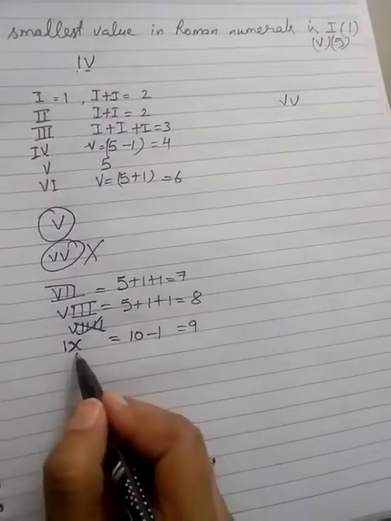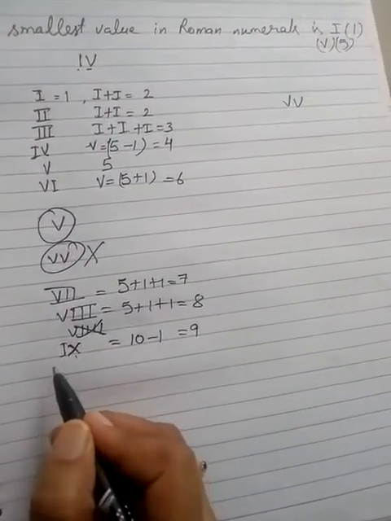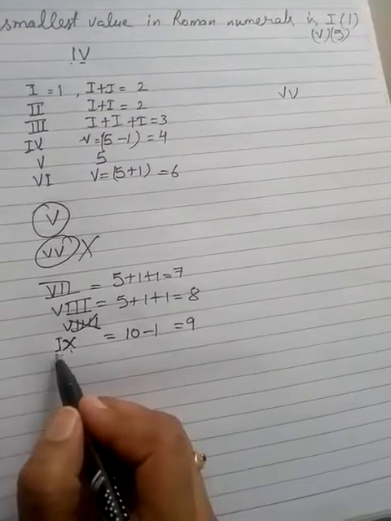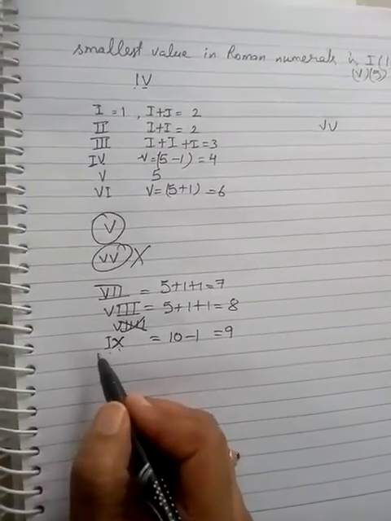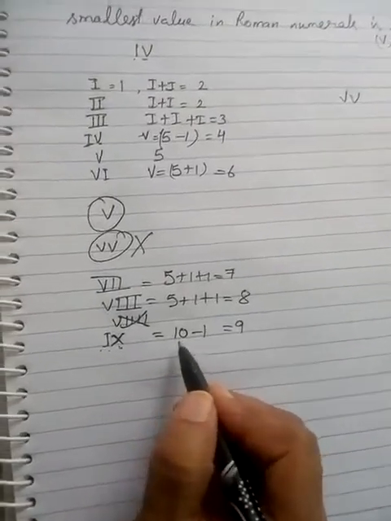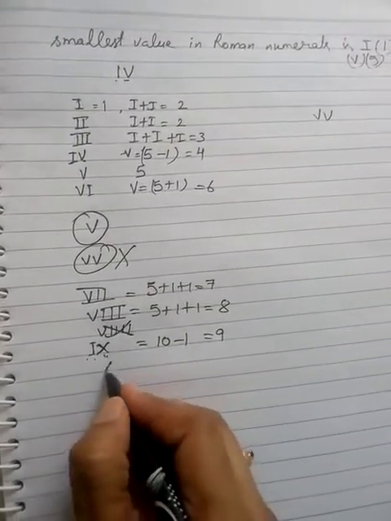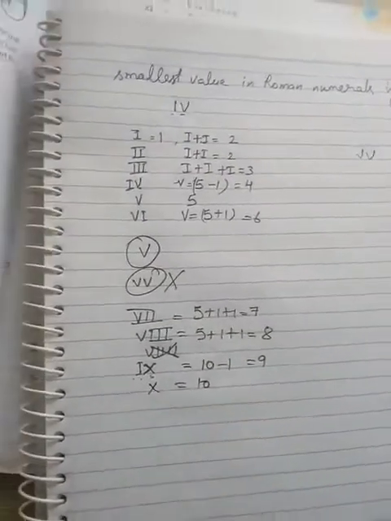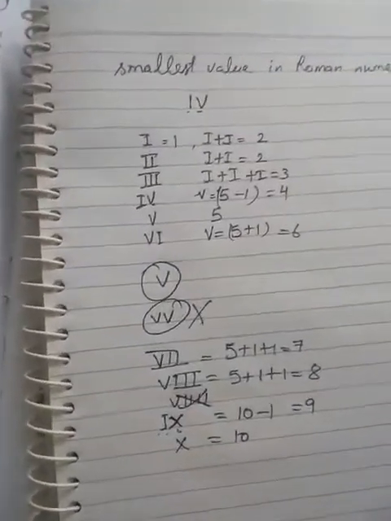Okay, that means I has a value of 1. So the smaller value Roman numeral is written on the left hand side of a greater value Roman numeral. That's why it means 10 minus 1, 9, and 10. Okay, that is the way, those are the rules.